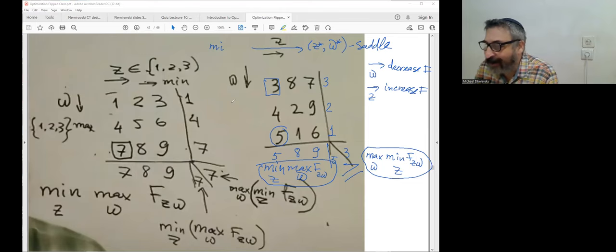And then I ask a question: can we maybe change this matrix, our data, in the way that, for example, 5 will become a saddle point? Any suggestion?